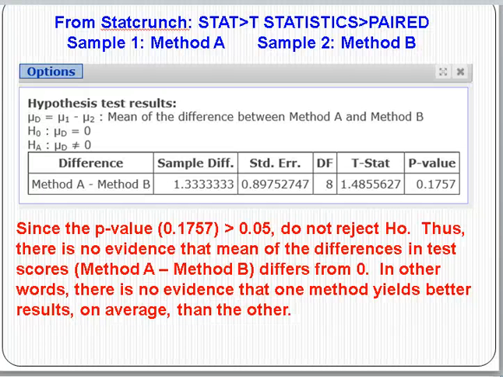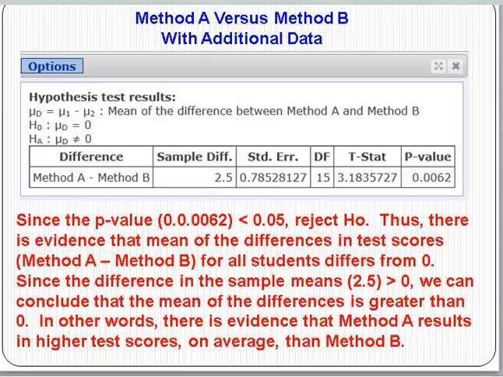Okay, so here is, for the 16 students, here were the results. We had a p-value of 0.0062. Since that p-value is less than 0.05, we reject H0. Thus, there is evidence that the mean of the difference in test scores, A minus B, for all students differs from 0. In other words, we do reject H0, which means we accept HA. But we can say a little bit more than that.